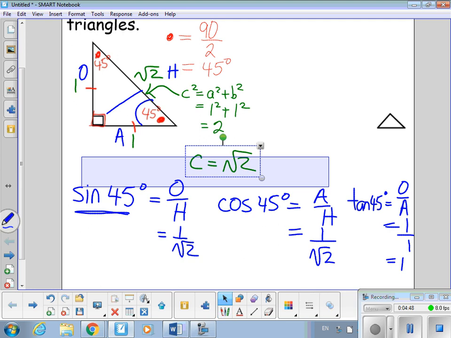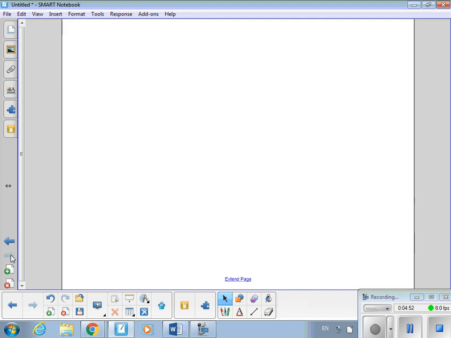So the other triangle we need to look at is an equilateral triangle. Now, think about this. An equilateral triangle, we know that all the sides are equal.